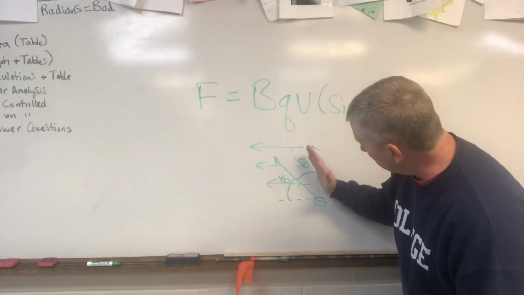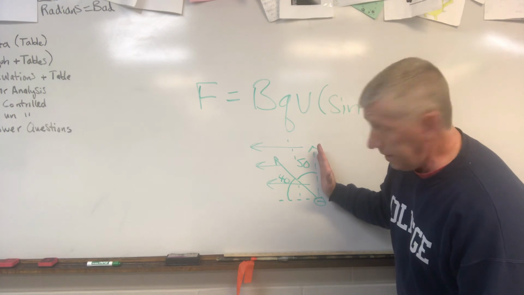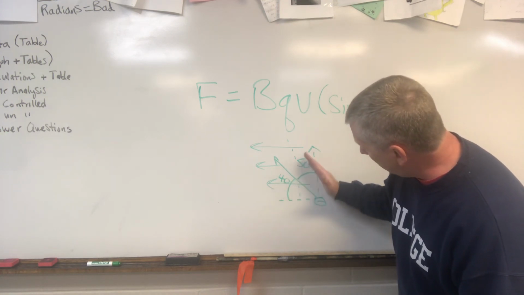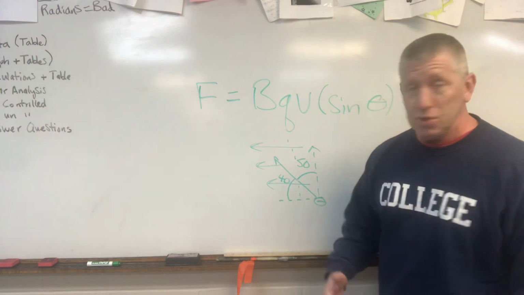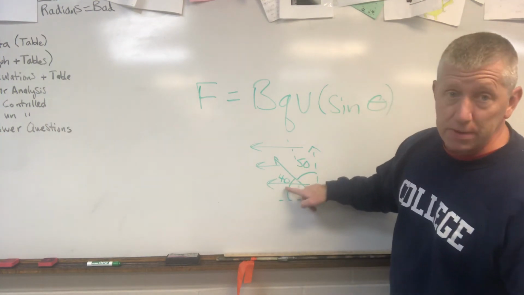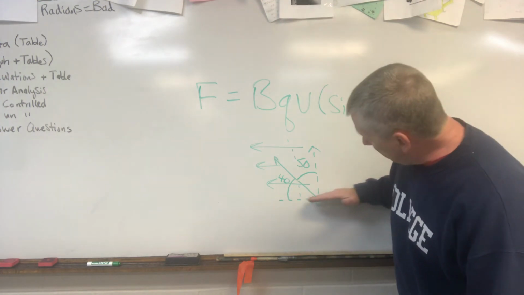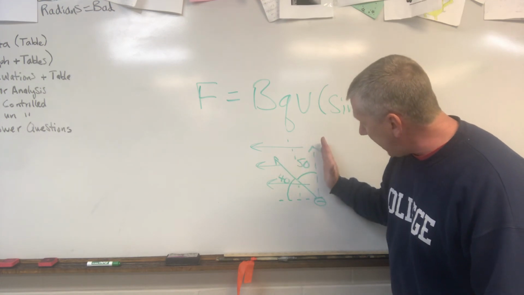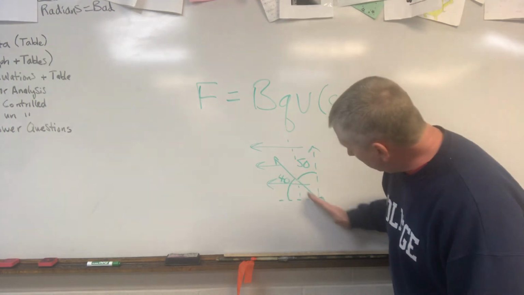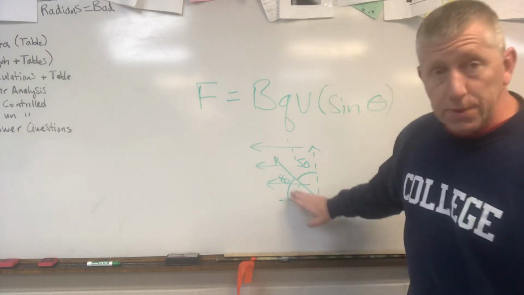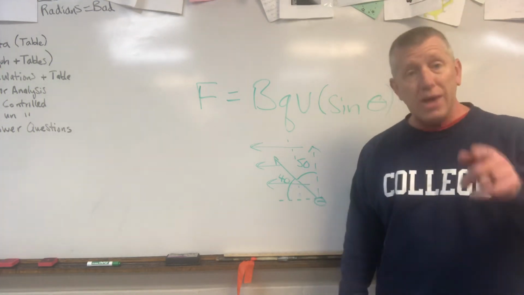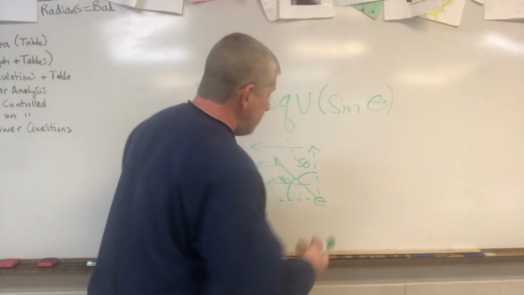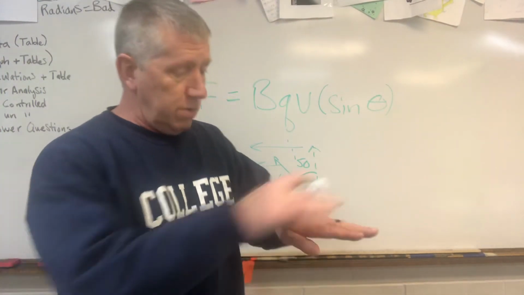That is 90, which gives you maximum. This is 0, which gives you minimum. So which one's theta? It's measured from the minimum force. So the theta in this example would be 40. That would be 0, and then we build up to 90 maximum. The 50, we use the 40. So it's measured from the direction of the magnetic field. That's the easiest way to remember it. The theta is measured from the direction of the magnetic field.